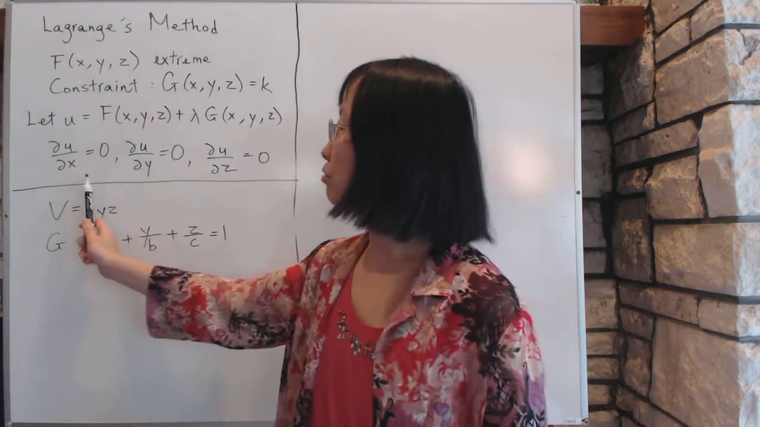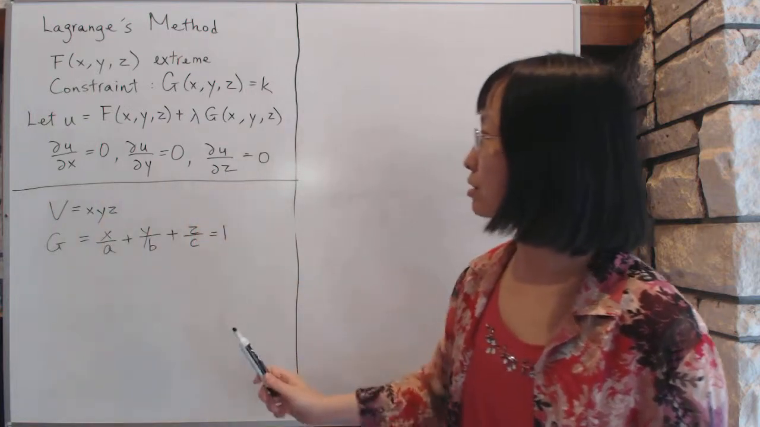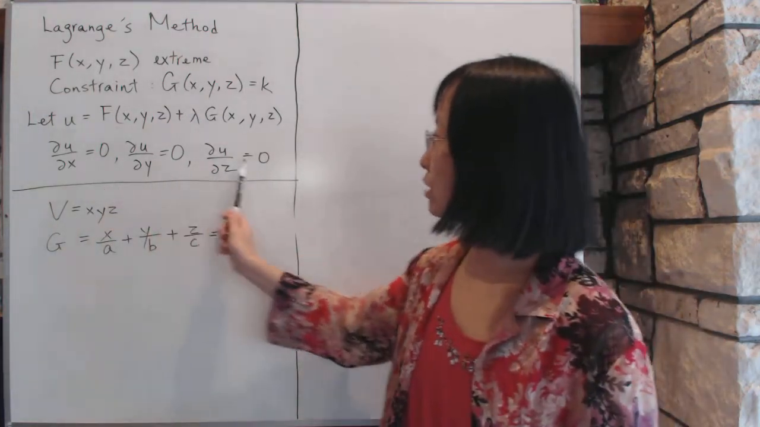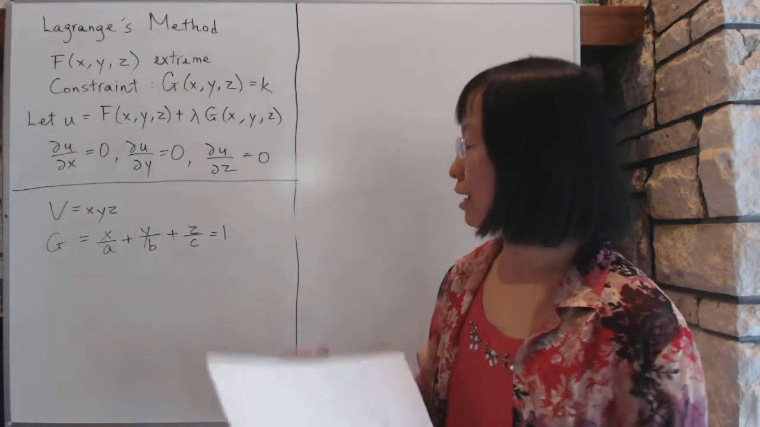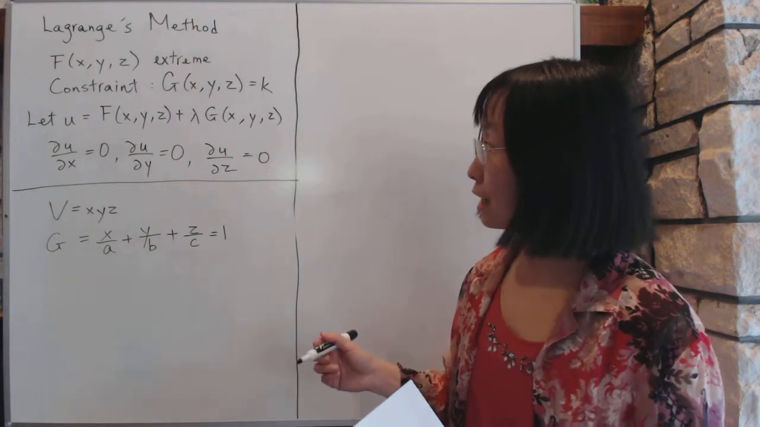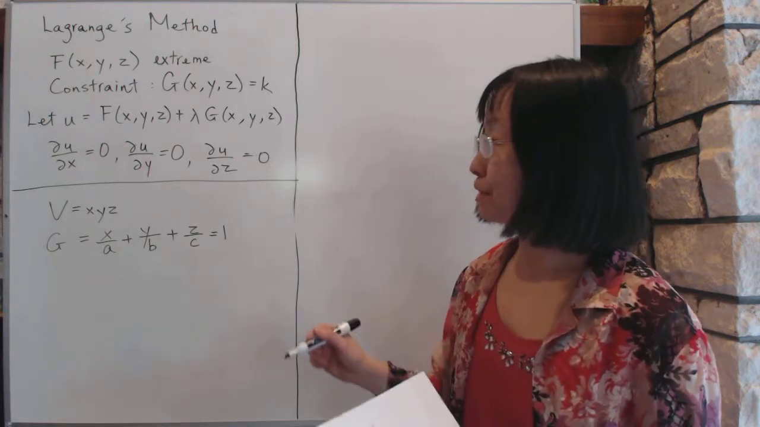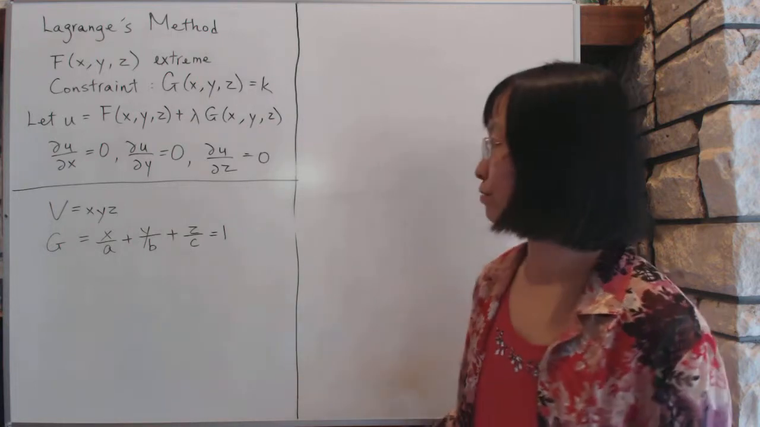And then you set partial u, partial x equal to 0, and likewise for y and z, which will give you a total of 4 equations. Out of these 4 equations, you are going to be able to solve for x, y, z, and lambda. By the time you're done, you will have a bunch of values, and some of them will be your extreme value.